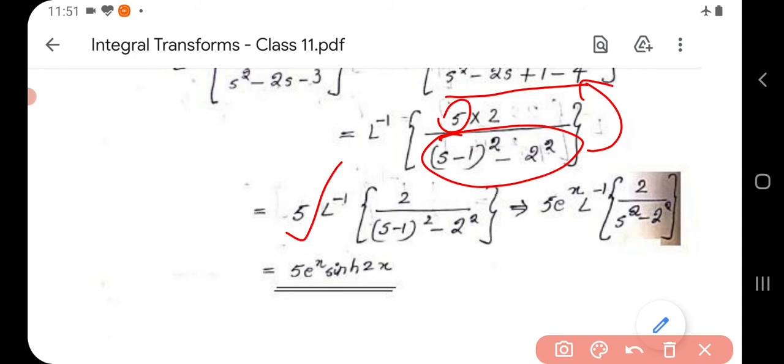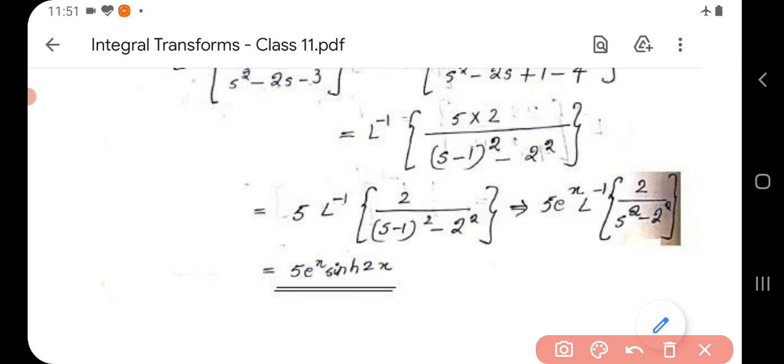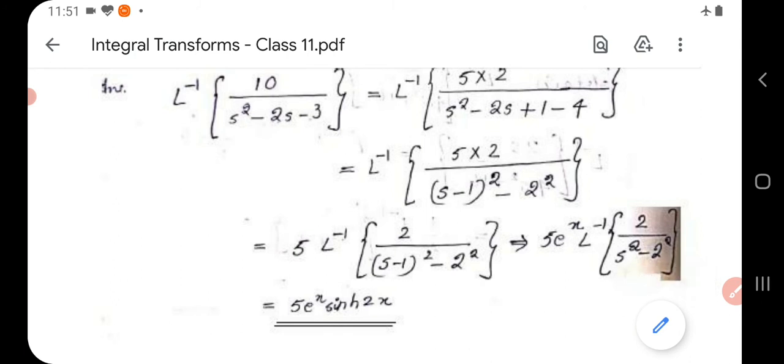We know Laplace transform of sin h ax is a by s square minus a square, right? But here you have a minus term also, so you will have e raised to x. This is of the form e raised to ax sin h 2x. So just study Laplace transform first, then only you will be able to quickly understand what is written here, because everything is simple. The only thing is that you must be thorough with the formulas and techniques in Laplace transform.